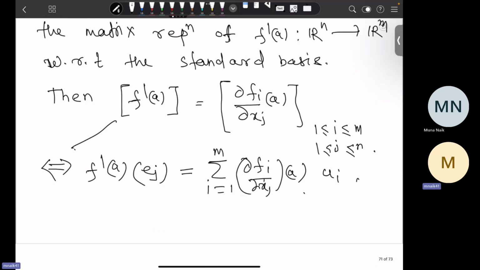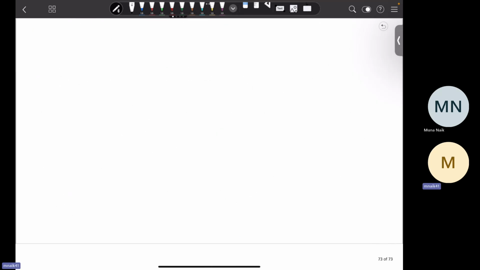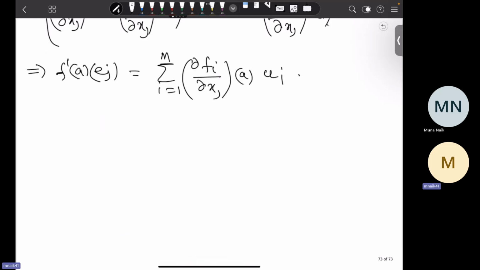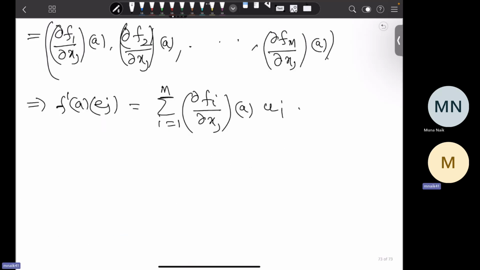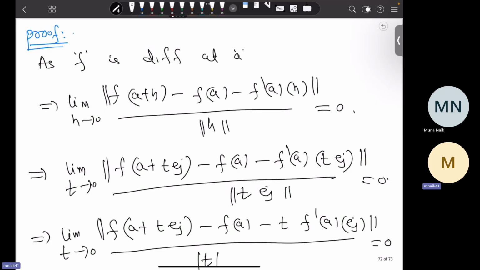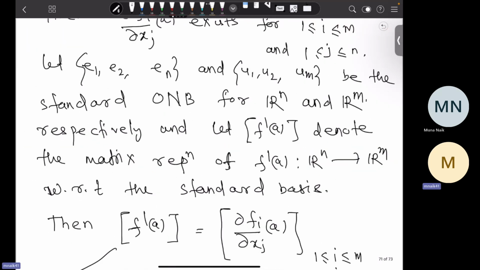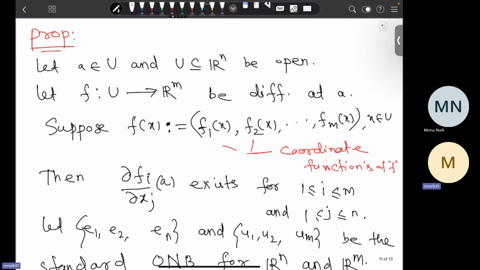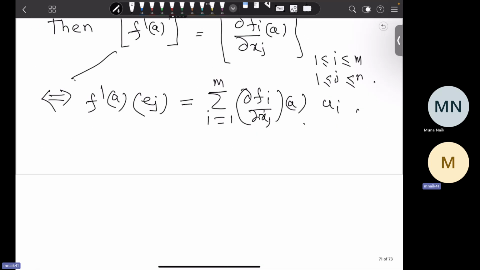So this is the thing we have to do. Thus we have proved this, and this is the proposition. So we have completed the proof. The thing is, if f is differentiable at a, then the partial derivatives of all the coordinate functions exist at a, and we have this matrix representation.